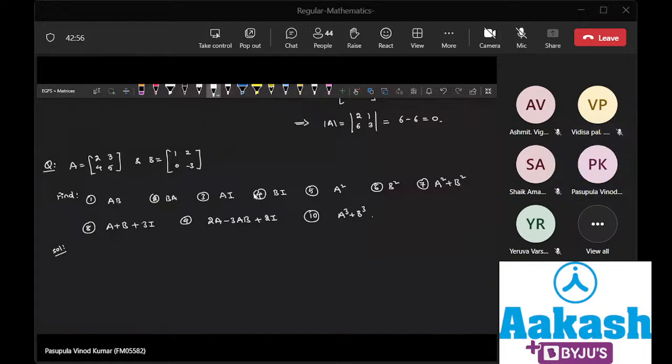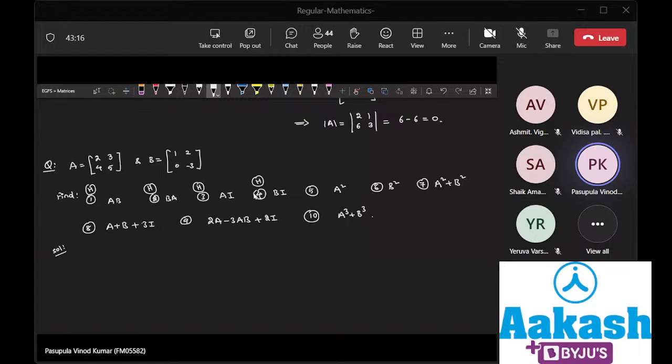Yes or no? Can you find out AB? Do I need to explain this? BA also, and A into I also, yes or no? What is I here? Identity matrix of order 2 by 2, yes or no? Yes, sir. Identity matrix of order 2 by 2, and this BA also you can find out, not an issue.